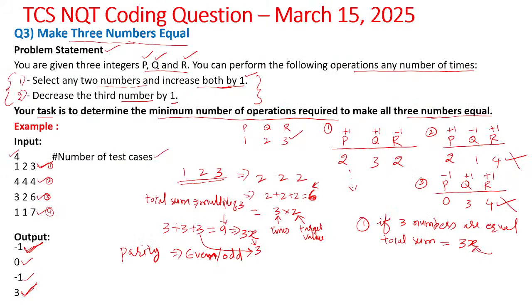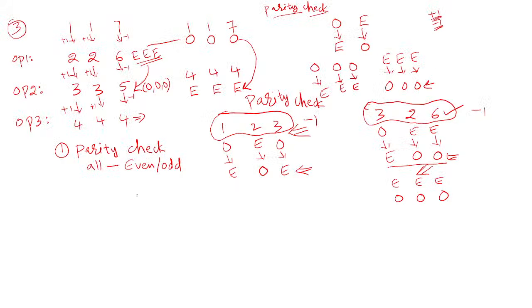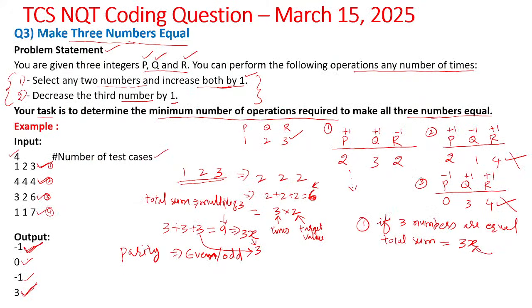Now coming to the second test case, it is 4 4 4. Okay, so that means the numbers are already equal. So if the numbers are already equal, then you should return 0, because you cannot perform any more operations. The number of operations performed are 0. So that's why the output is 0 for the second test case.